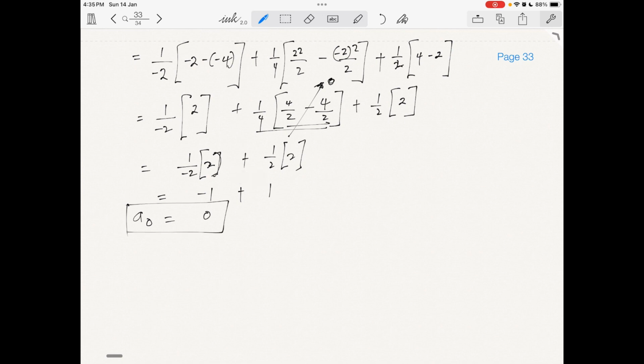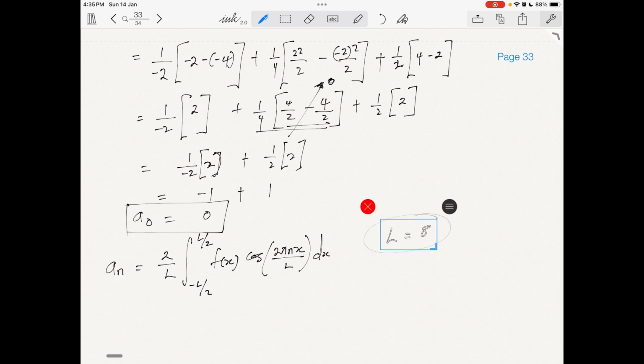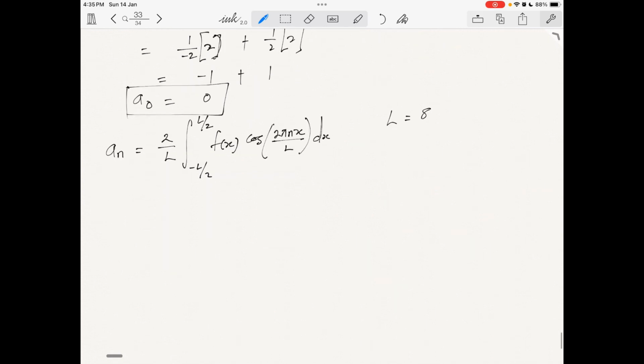Now the next thing to evaluate after evaluating A naught is to evaluate AN. And AN from the setup formula is 2 over L integral of minus L over 2 to L over 2 of f of x cos 2 pi nx over L dx. Now we know that our L is equal to 8. So then we replicate what we have there, substituting our L.